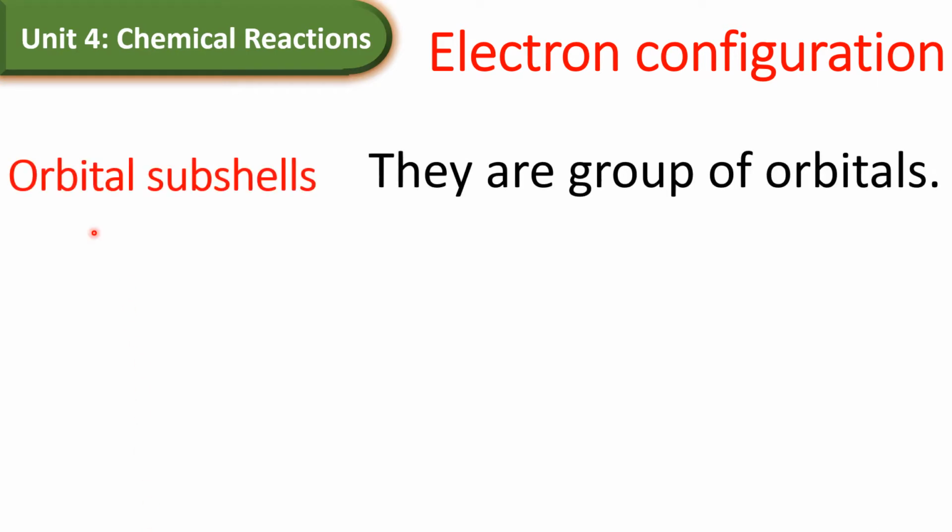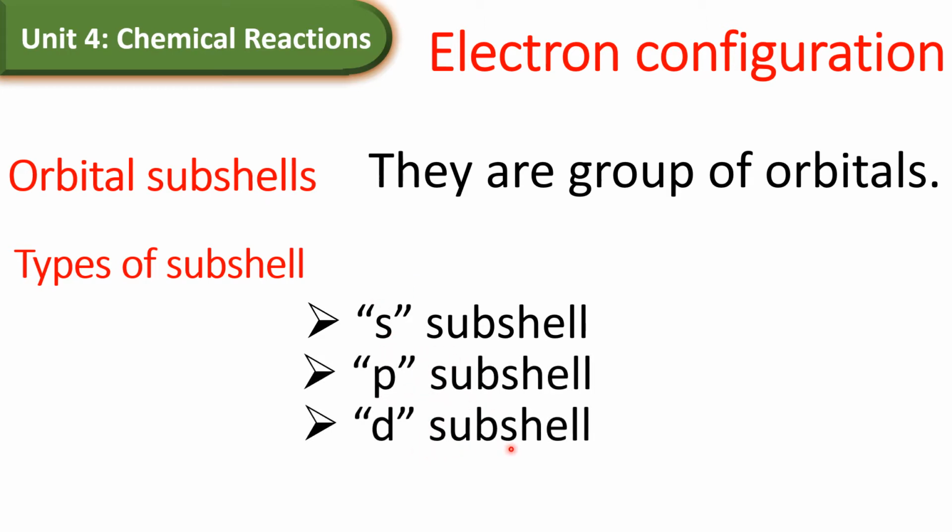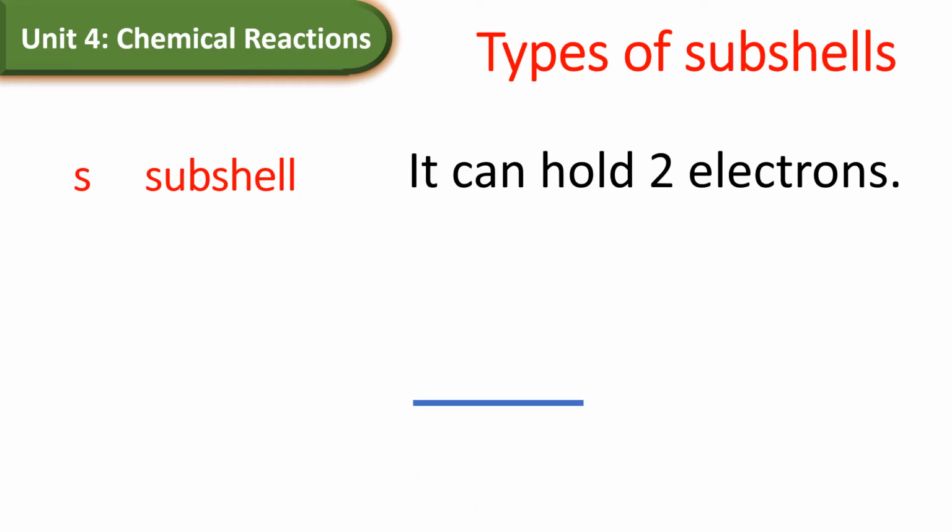The first one is your orbital subshells. Basically they are just a group of your orbitals. These subshells have different types: you have your S subshell, P subshell, D subshell, and F subshell. Let's begin first with your S subshell. Your S subshell can hold up to 2 electrons. This line here represents your orbital. In your S subshell, the orbital can hold 2 electrons. So 1, 2.